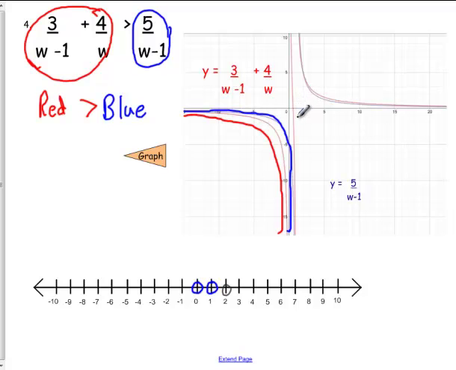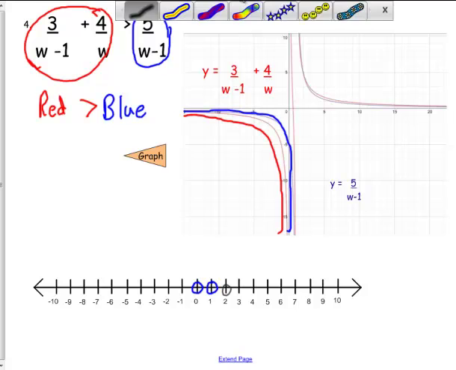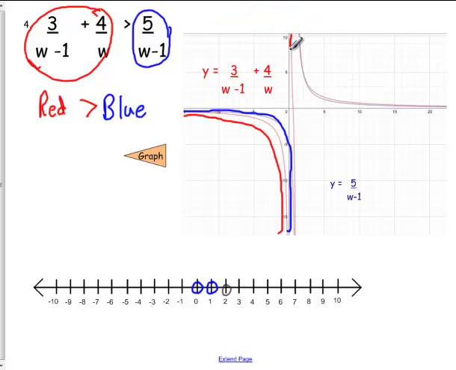So if you look really closely right here, here's a red graph. Right there. Is that red graph above that blue graph? Right. And that's between 0 and 1. Okay, now here's the number 2. Okay, from 2 on, is that red graph above the blue graph? Yep.